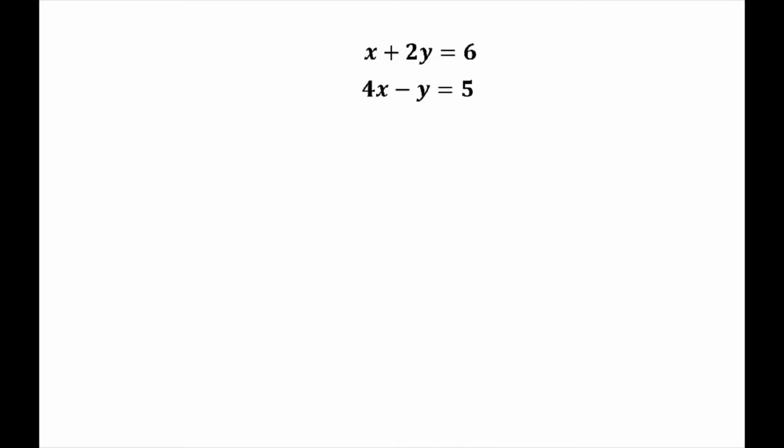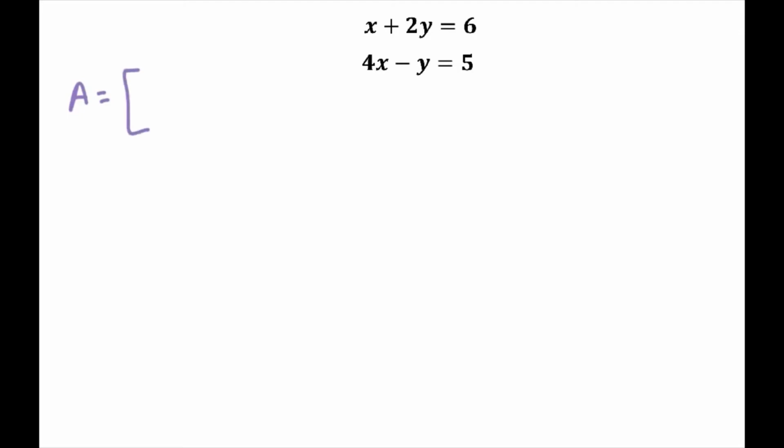Let's try this question here again. We're going to follow the same steps. First, we need to create A, and A will be actually your coefficients. So 1, the coefficient here is 1, 4, 2, and -1. Find the determinant to find the inverse: 1 times -1 minus 2 times 4.